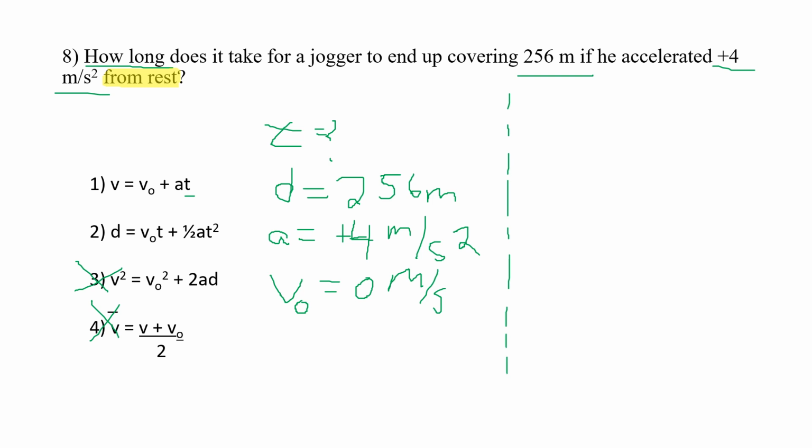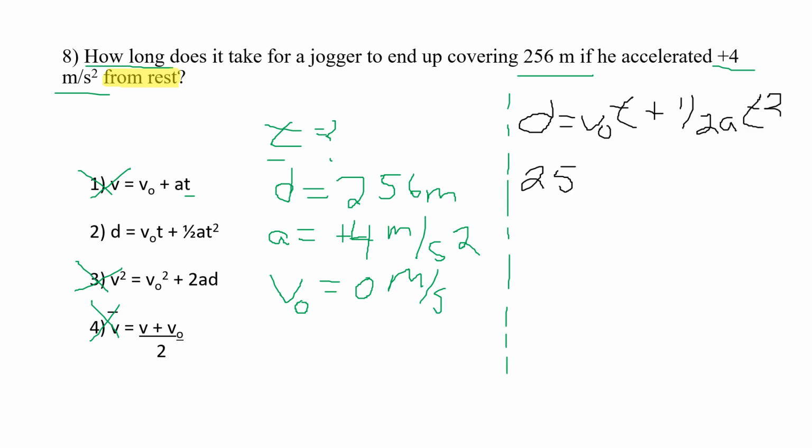Could it be equation 1? T, I got T. I don't have a distance in equation 1, but I have a distance in my list. Doesn't match. Can't use it. Done. This is the only equation that has all the variables. 256 equals 0t plus 1/2 4t squared.